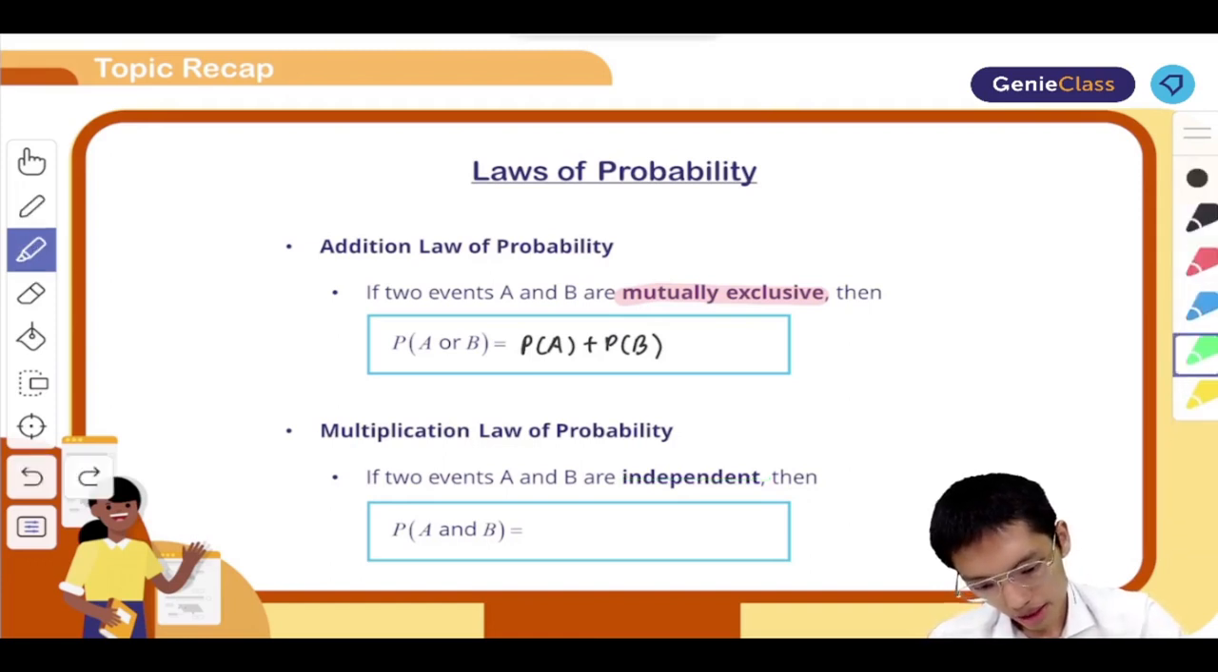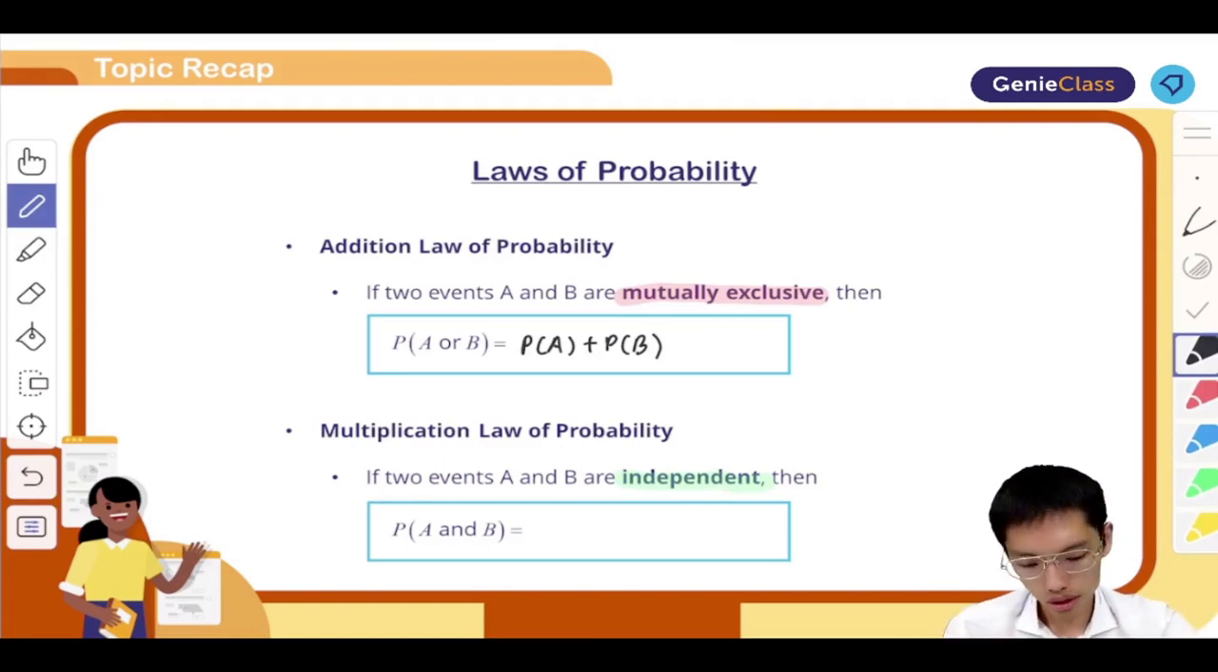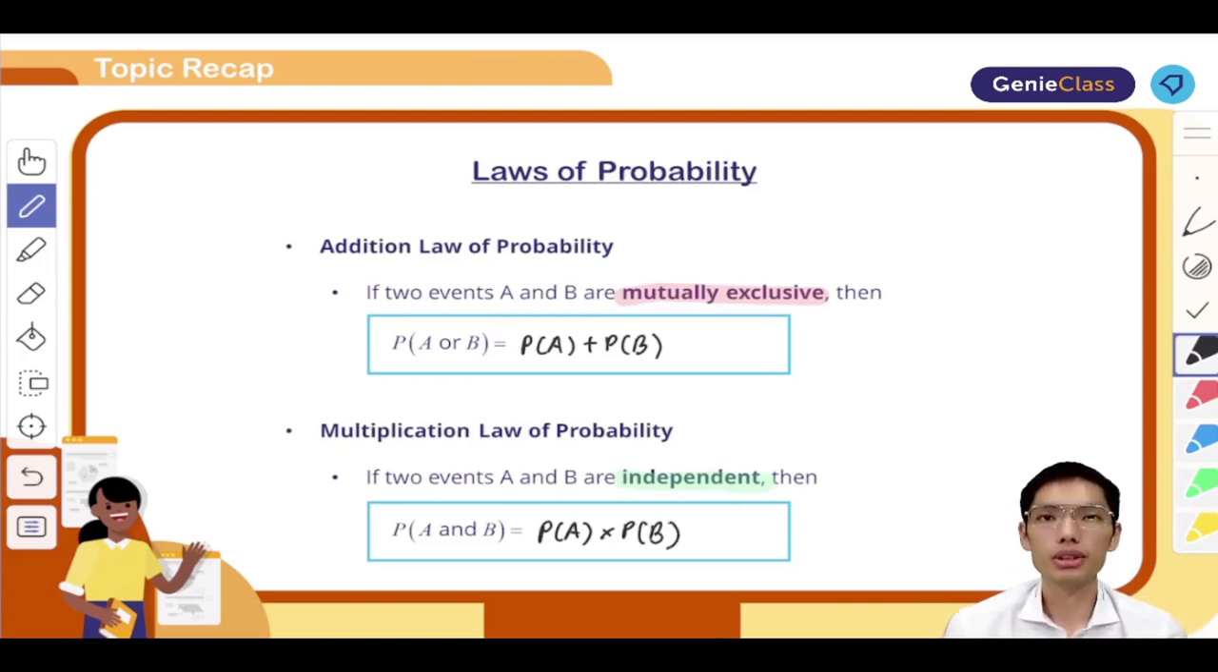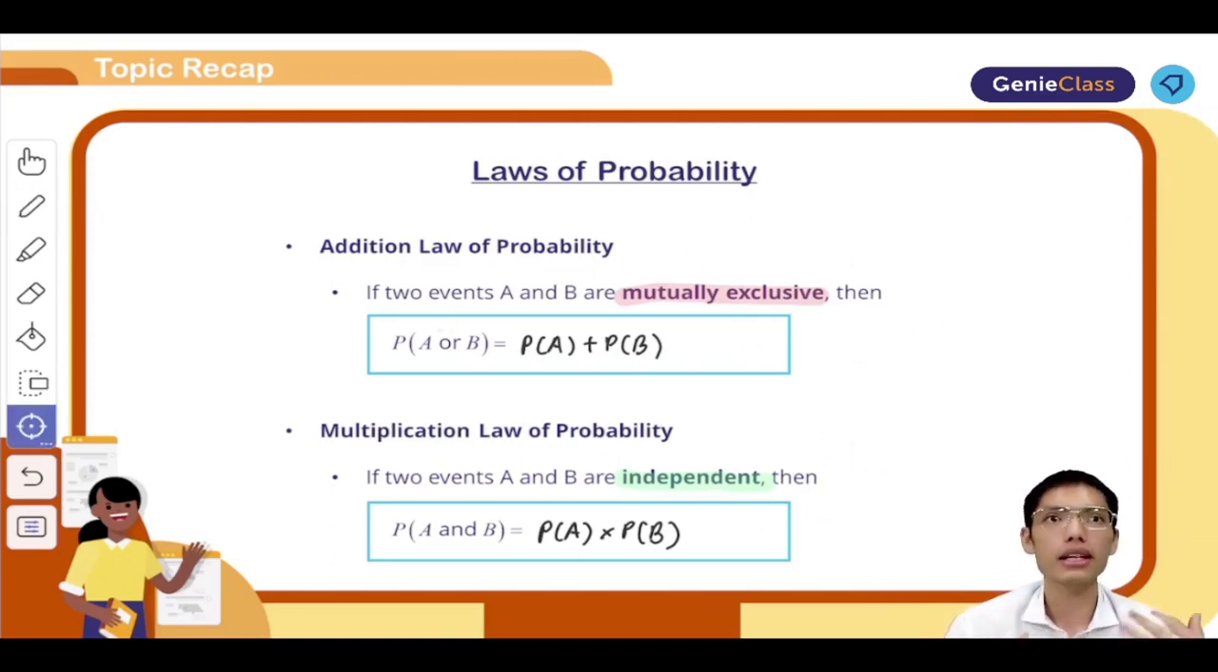Okay, if they are independent, I multiply them. Why are the formulas like that? You can refer to the different recordings at the start of the academic year for our Genie book site, which is actually December. In the December lessons, I went through why they are mutually exclusive and independent, and why the formulas are as such. So you can refer to them if you are not clear.